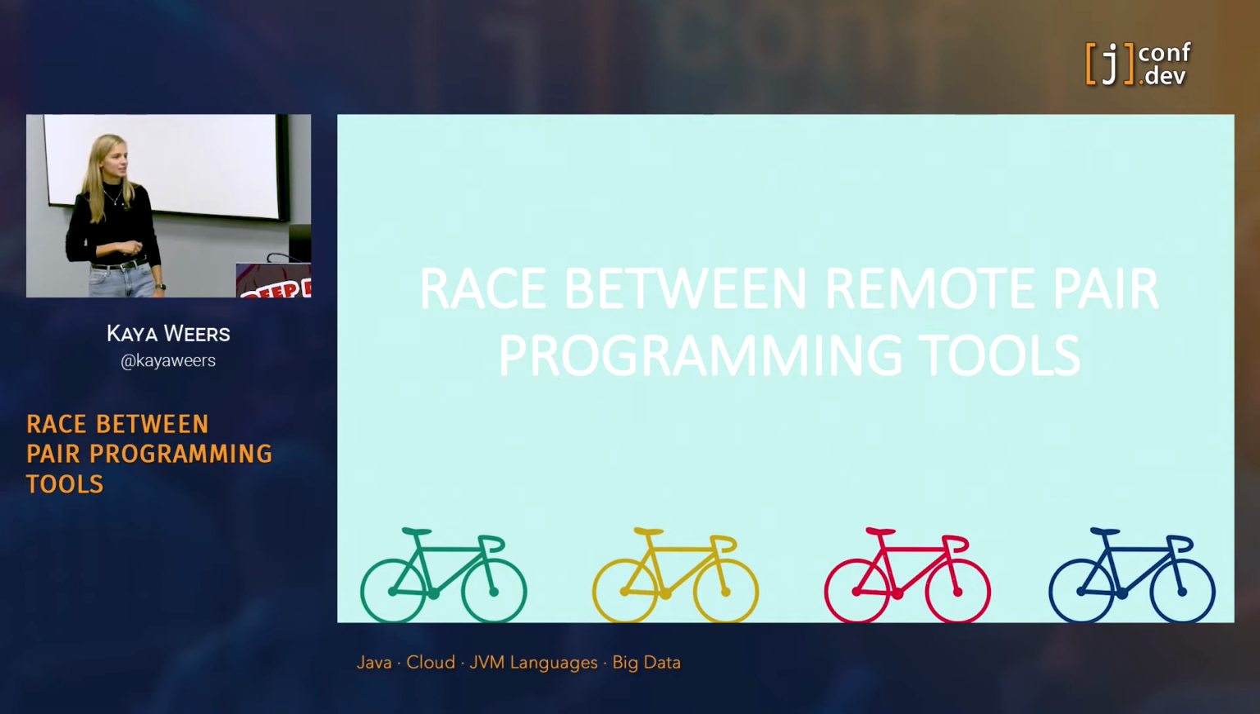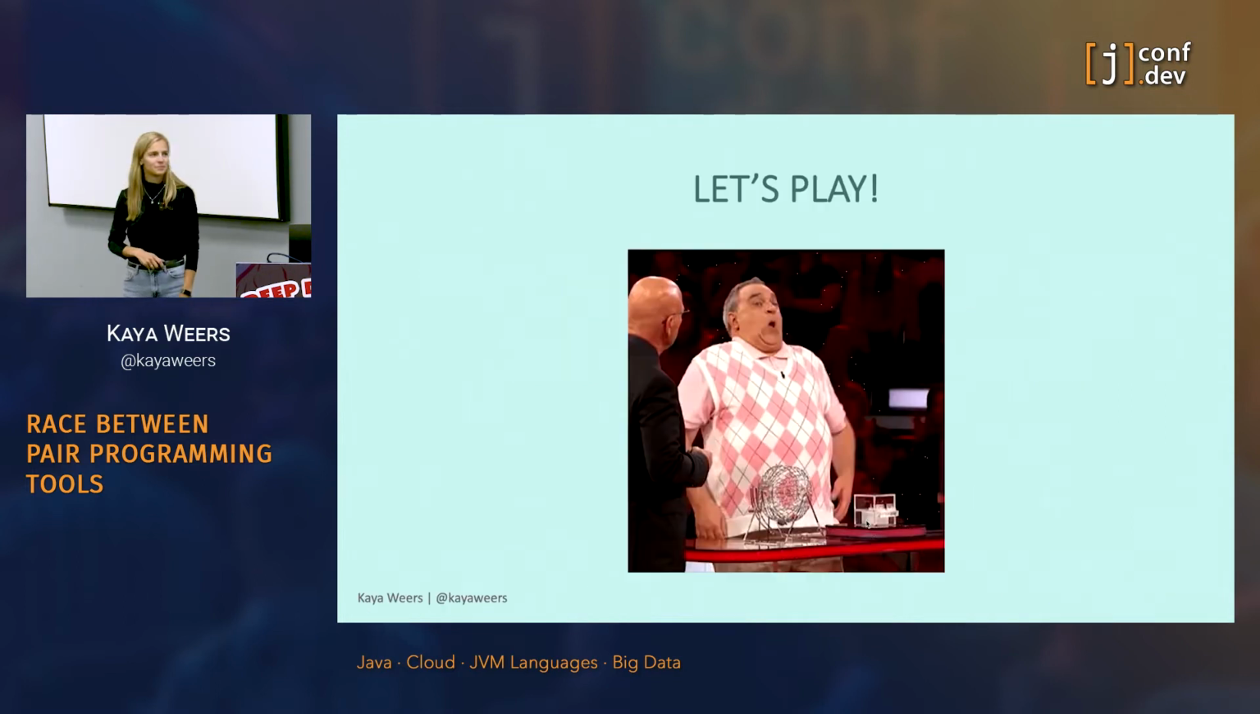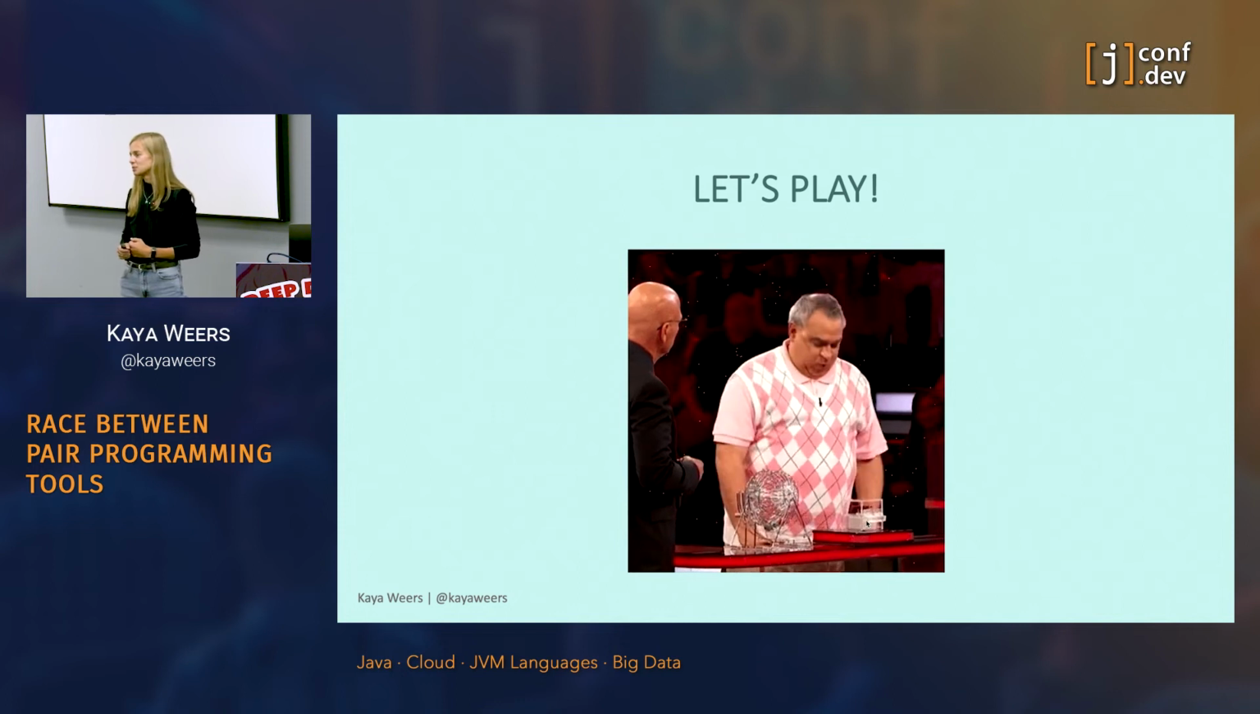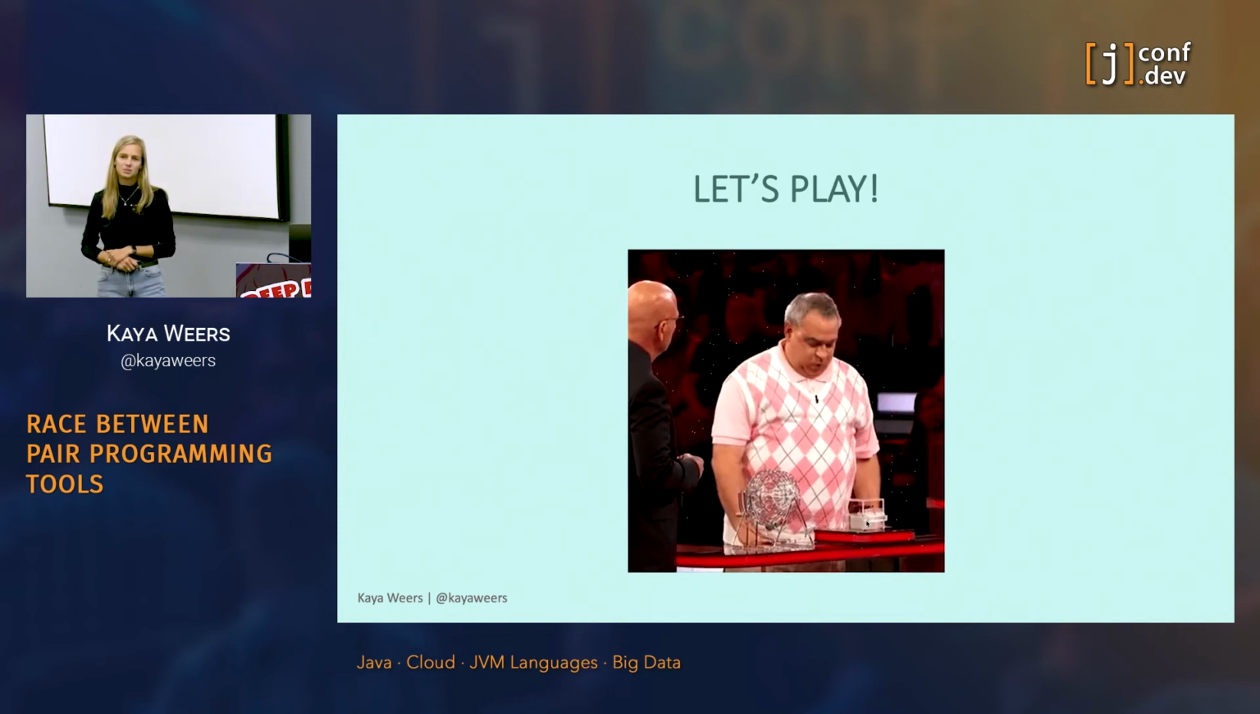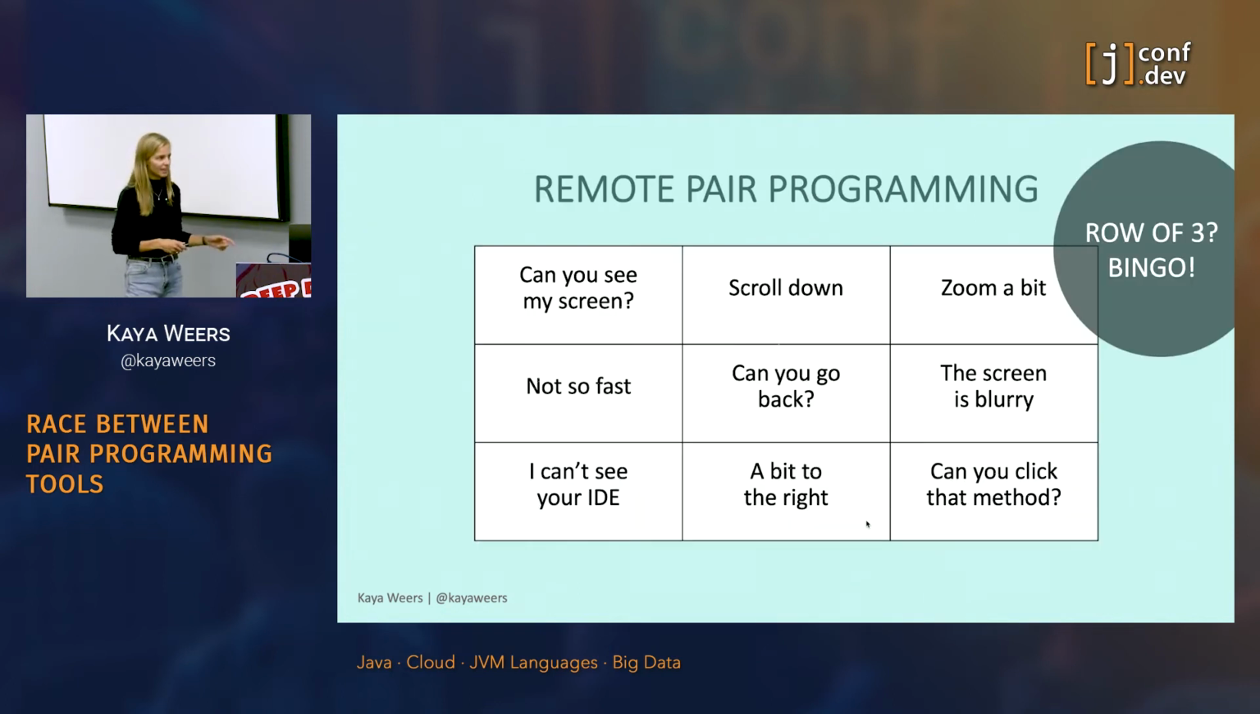Okay, so let's start. But before we start, we do a little game. It's called Bingo. I think everyone knows Bingo. But this time, it's the remote pair programming version. You see all kinds of codes that I've heard during a pair programming session using screen sharing. So a tool like Skype or Zoom or Teams, whatever. And these are things that I hear all the time. I think the default question is, can you see my screen nowadays? But also scroll down, scroll up, zoom a bit to know where the other one is going. Are things you heard all the time.